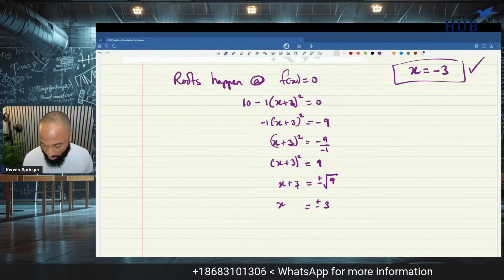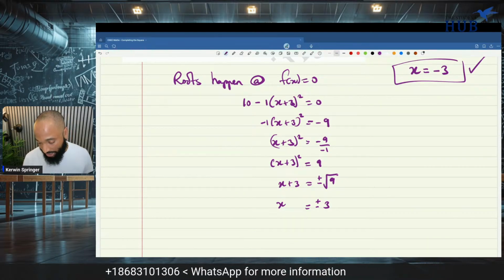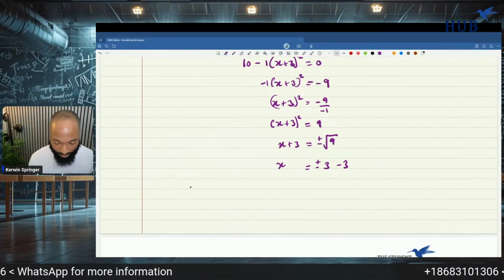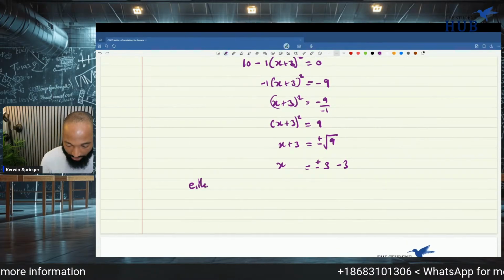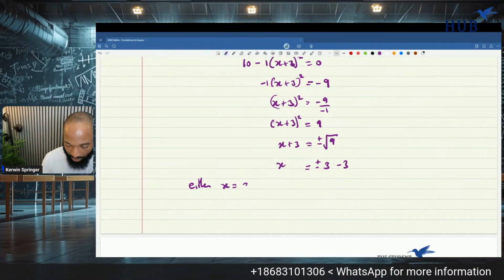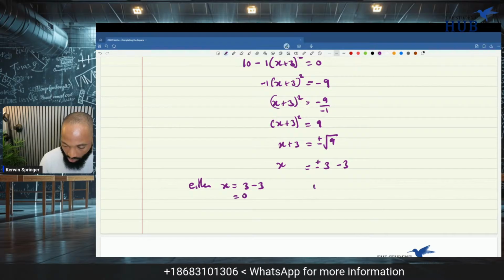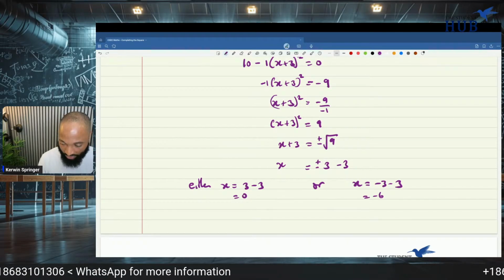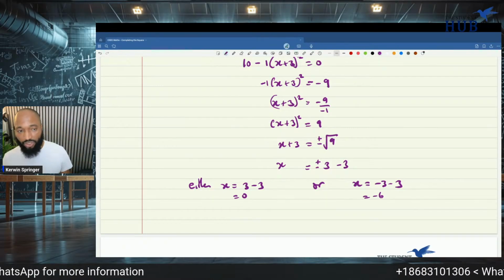And I can also bring across this 3 here, which is another 3, in the same breath. That's -3. So either x is +3 minus 3, which is 0, or x is -3 minus 3, which is -6. And that's it. We found the 2 roots.